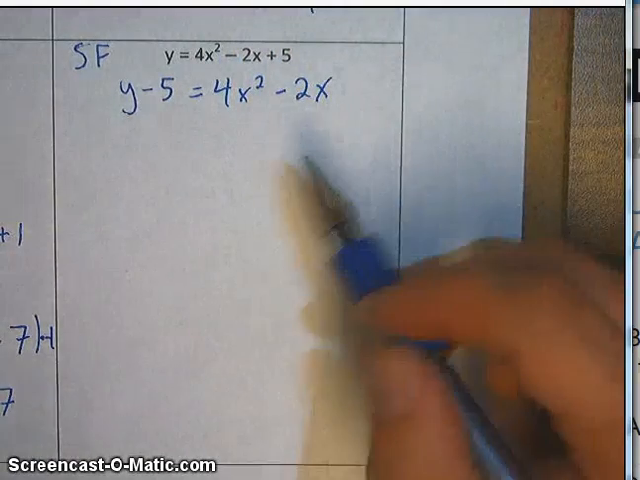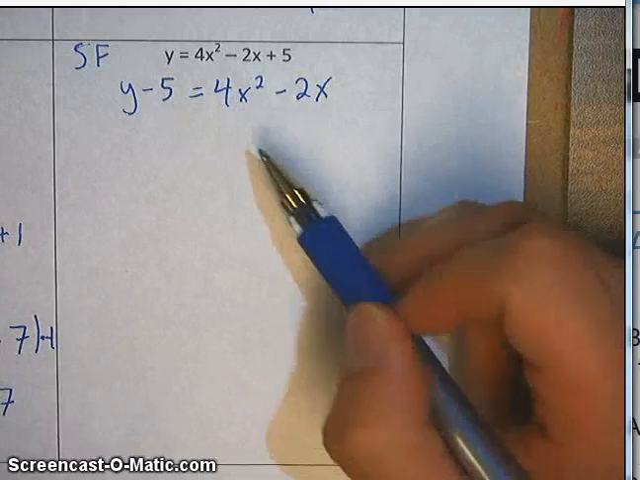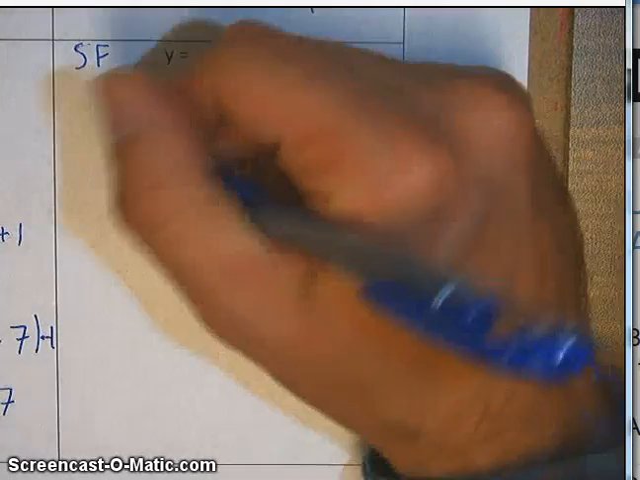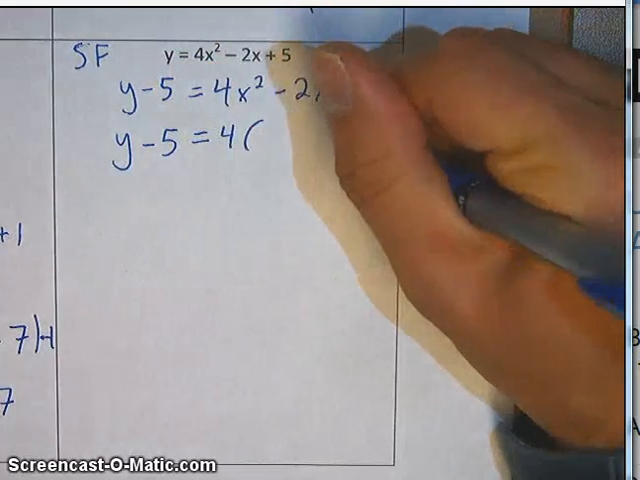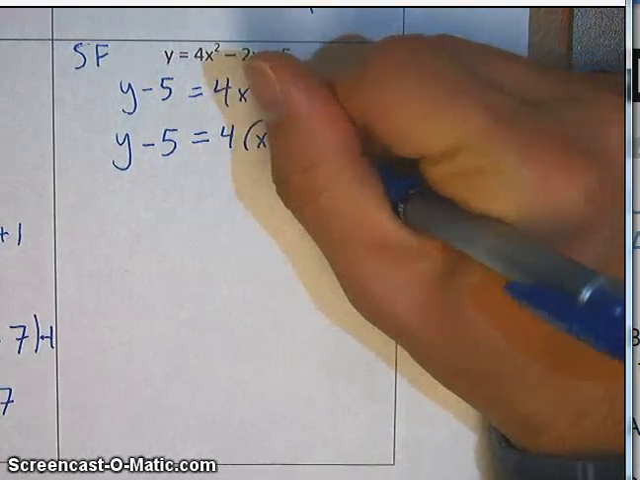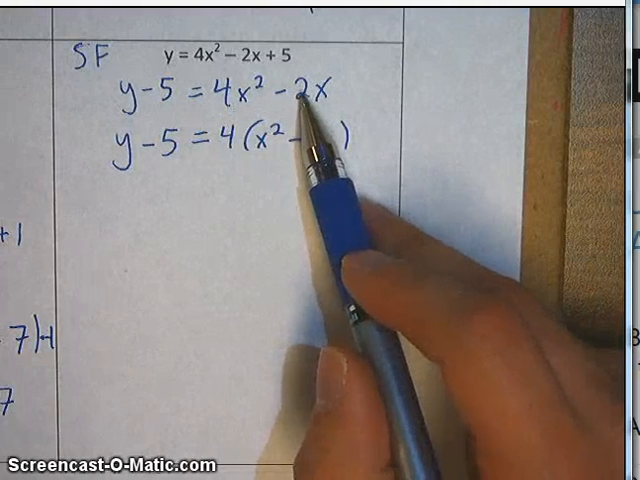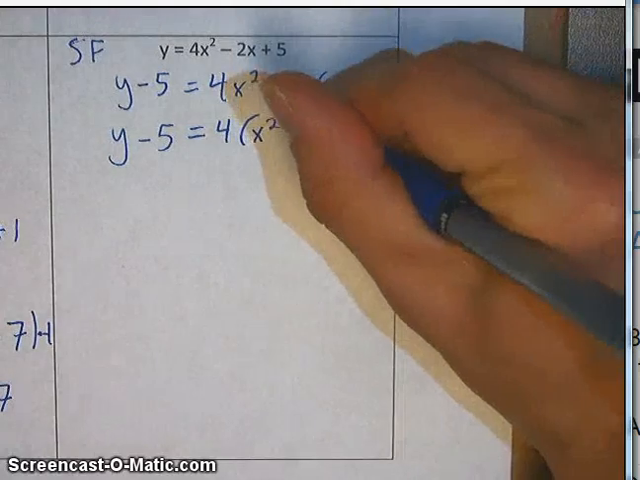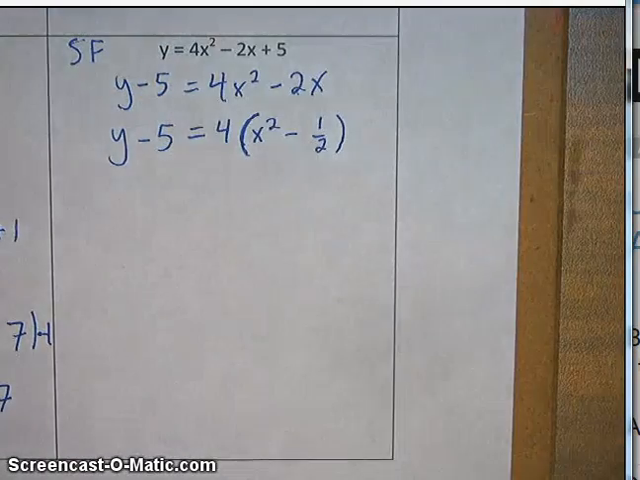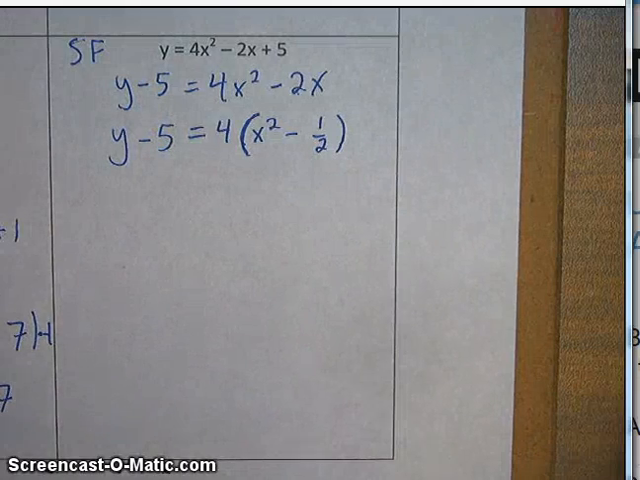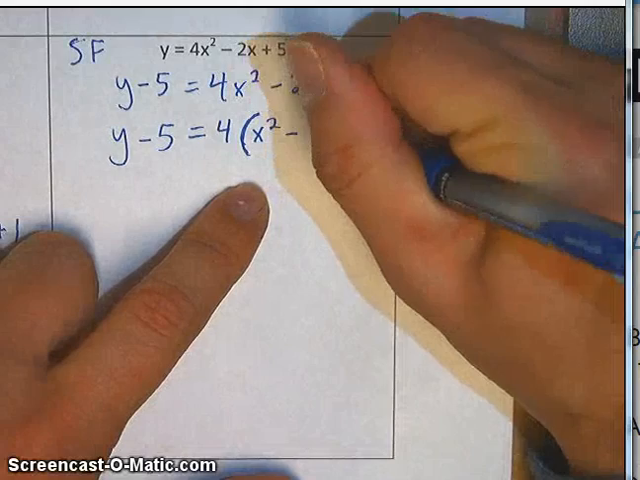Well, I told you in the last problem, we don't want anything in front of that x squared term. So we need to factor out this 4. Here's how you do that. y minus 5 equals 4 times x squared minus, now I factored out a 4 from 2, so 2 divided by 4 is 1/2. So I have x squared minus 1/2 x. Okay? Oh sorry, I forgot my x right there as well.